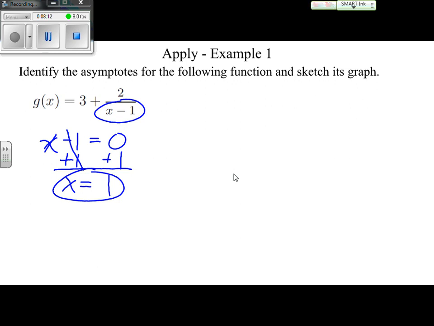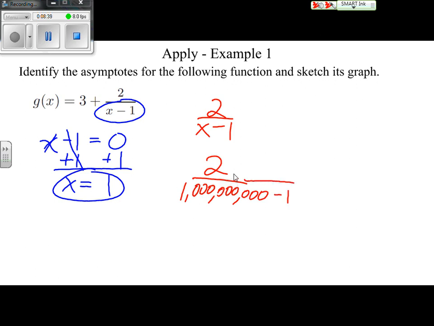Because we don't have 1 over x, we have 2 over x minus 1. But again, if x was really large, and I took 2 and divided it by this really large number, such as 1,000,000,000, and I'm going to have 1,000,000,000 minus 1, so something like that. Billion would be 9 zeros. And then I subtract 1 from it. How much do I still have in the denominator? Okay, technically I have 999,999,999, but I still basically have about 1,000,000,000 there.